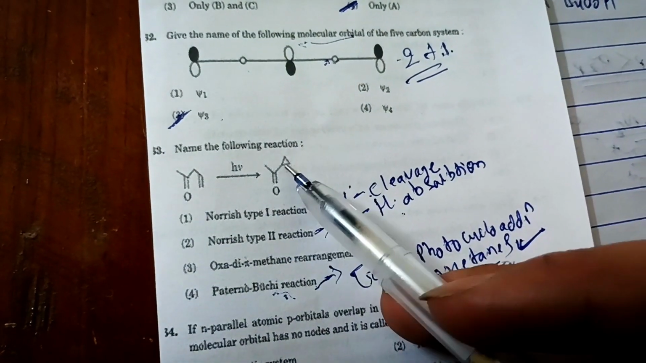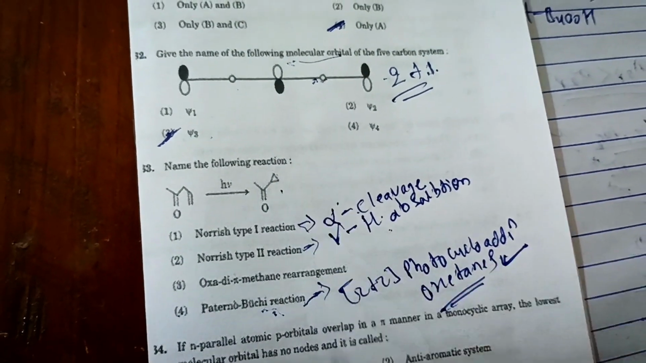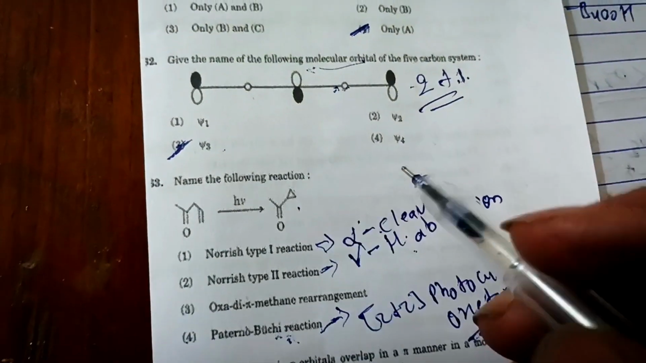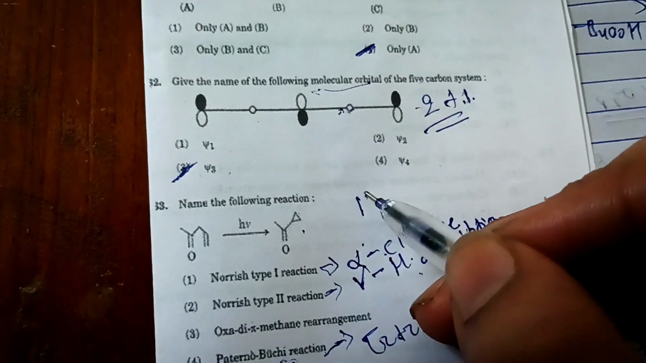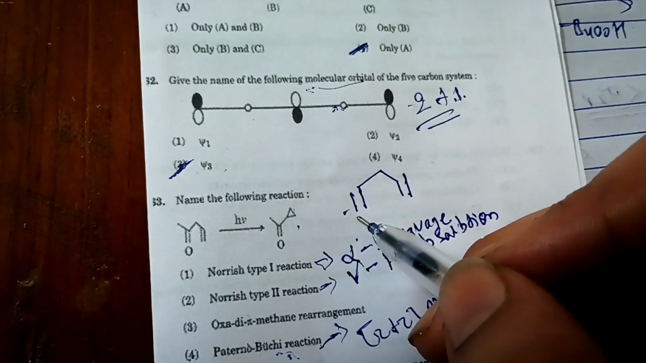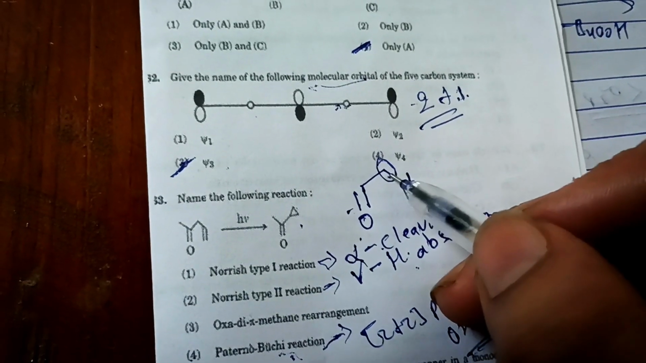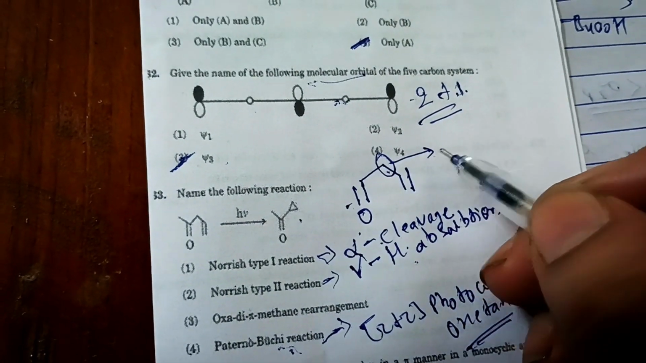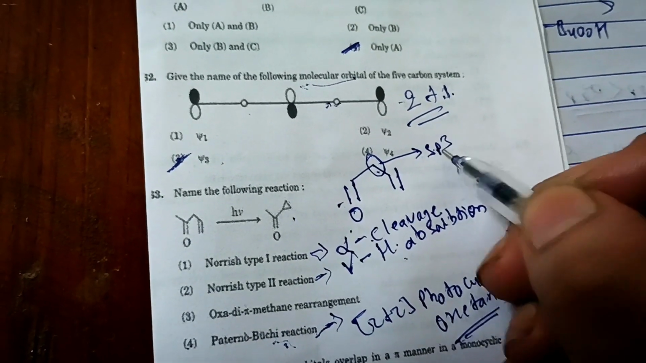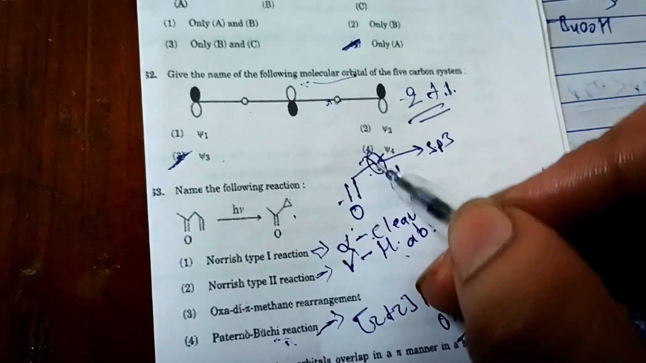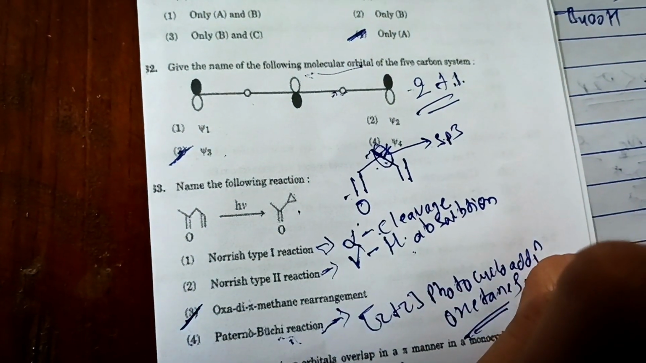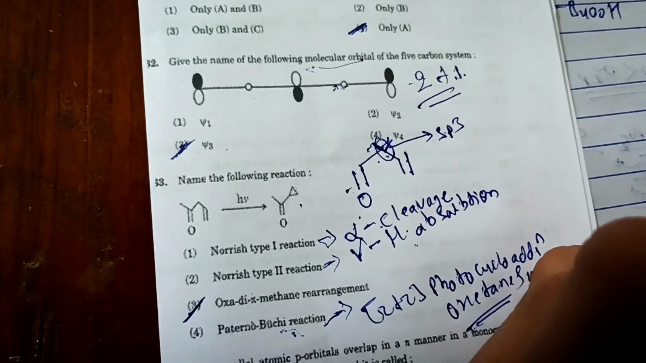But here there is no formation of oxetanes, but there is formation of a 3-membered cyclic ring. And here we can also identify that there is a dienone, two conjugated double bonds, and an sp3 hybridized carbon with a hydrogen atom. So it is the oxa-di-pi-methane rearrangement.